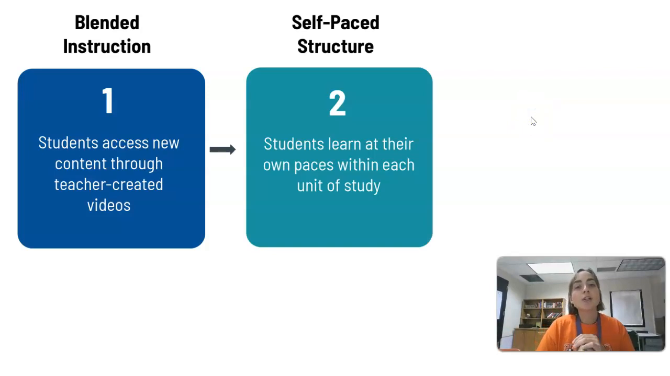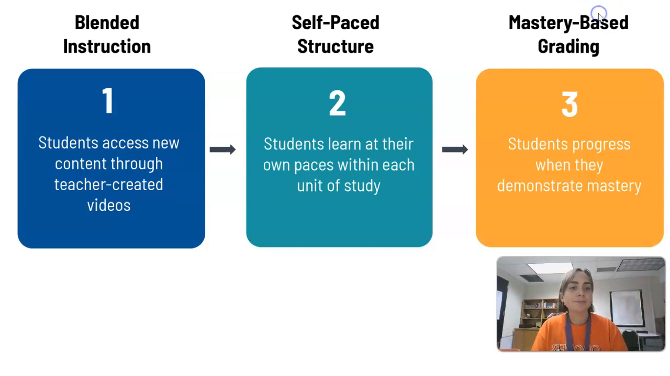The second component to Modern Classroom is self-paced structure. So that means that students learn at their own pace within each unit. We're all working on Unit 0 right now, but some of us might be on Lesson 3 and some of us might be on Lesson 4. That's okay. The third and final component of Modern Classroom is mastery-based grading. That just means that you progress when you demonstrate mastery. So when you pass your mastery check and you show that you've learned the lesson, that's when you move on to the next lesson.